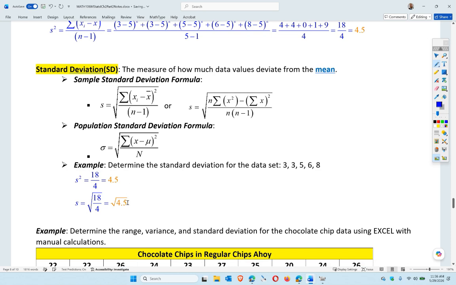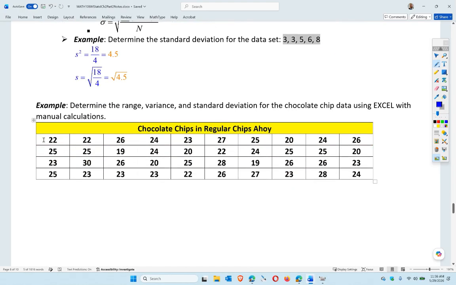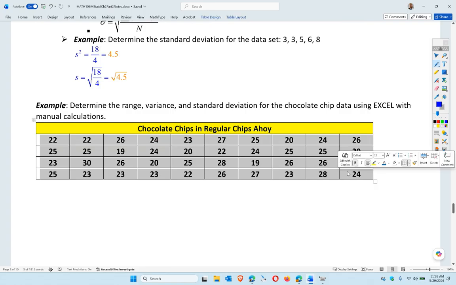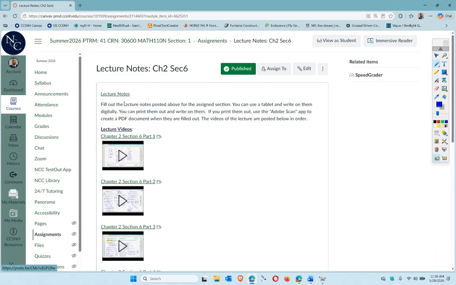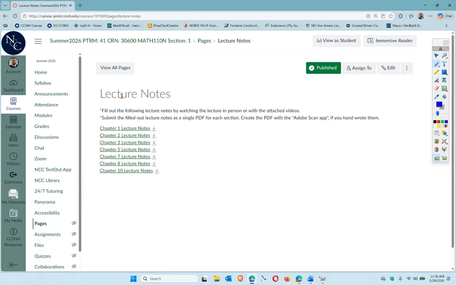Obviously your typical data sets are not 5 numbers, they are way more than that. So what we want to do here is range, variance, and standard deviation for a large data set. If you go to Canvas, under your lecture notes, you'll find a, let's go to lecture notes here.